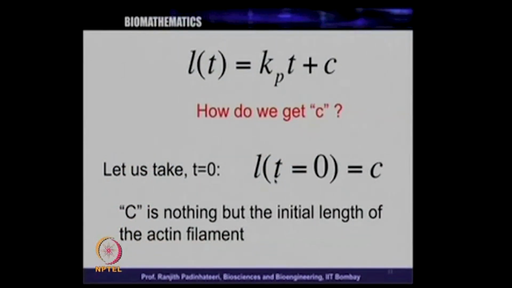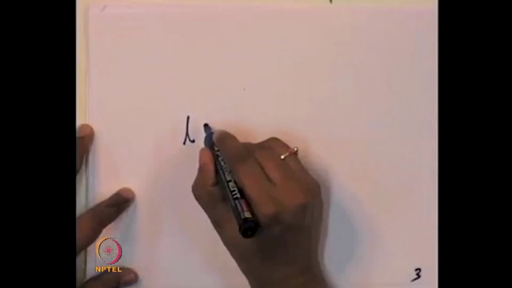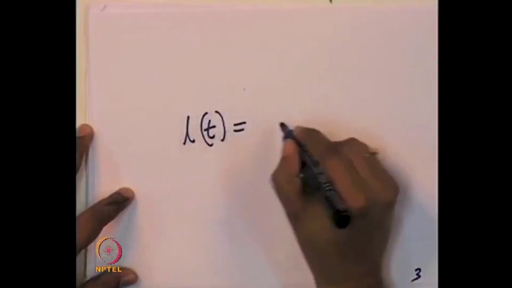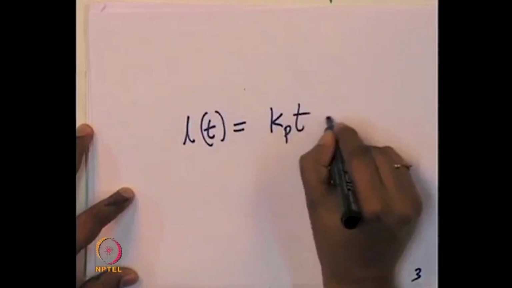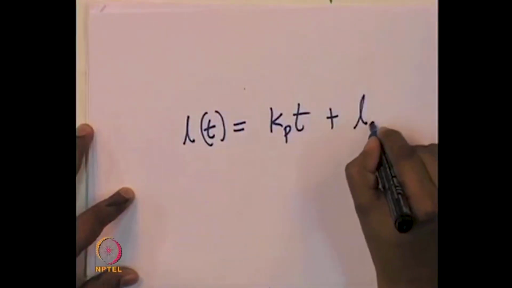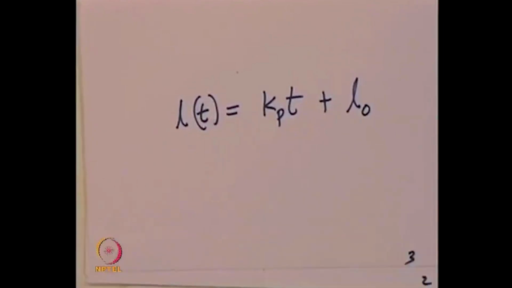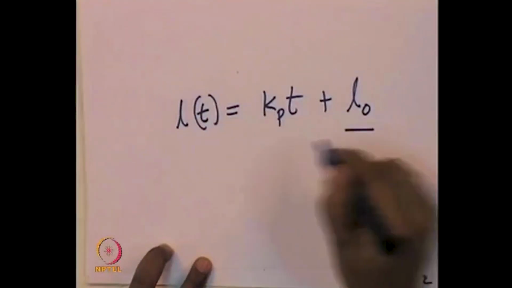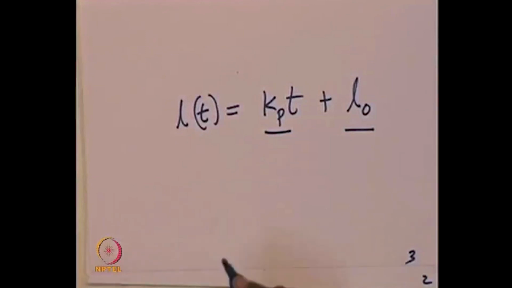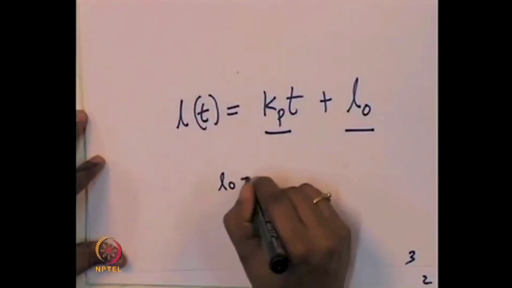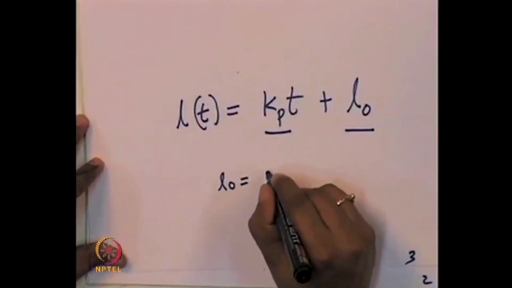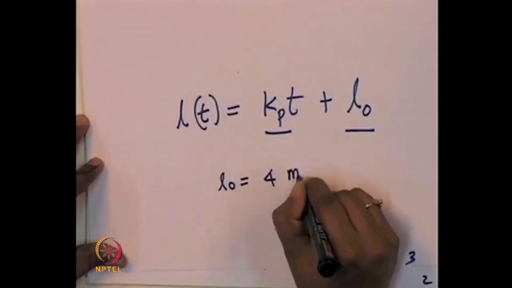Knowing this, we can write down the following. What did we get now? We got L of t is Kpt plus the length at t equal to 0. Let me call it L0. So, this is the length at t equal to 0. If you know the length at t equal to 0 and if you know Kp, you can get the length for every time. So, let us say L0 is 4 monomers.